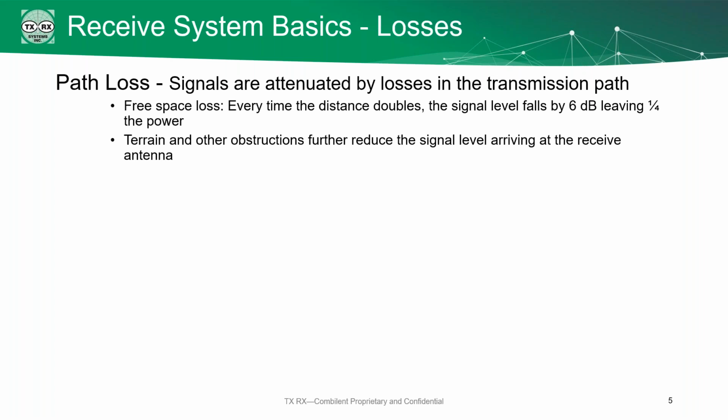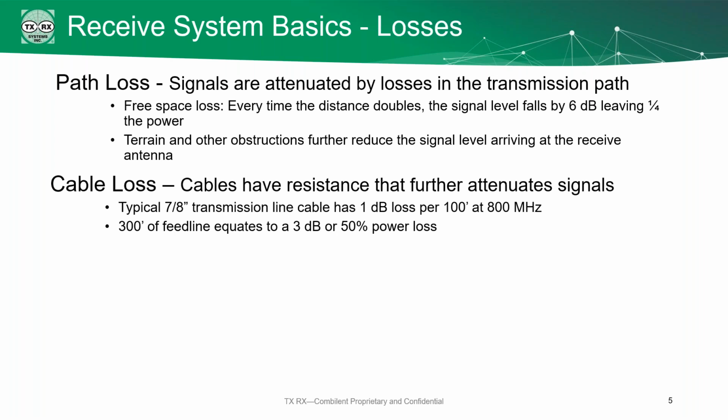In addition to that, any sort of terrain or other obstructions can reduce the signal level arriving at the receive antenna. This means that things like mountains in the way, even heavily wooded areas, or even if you're in the middle of a city, you could have some losses due to those obstructions.